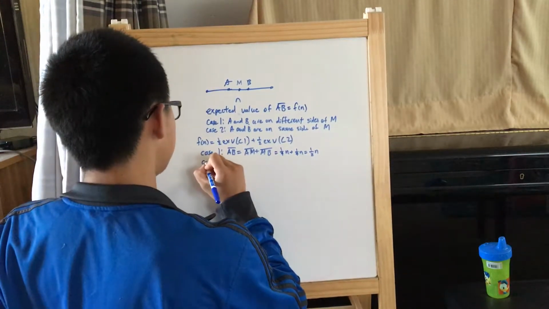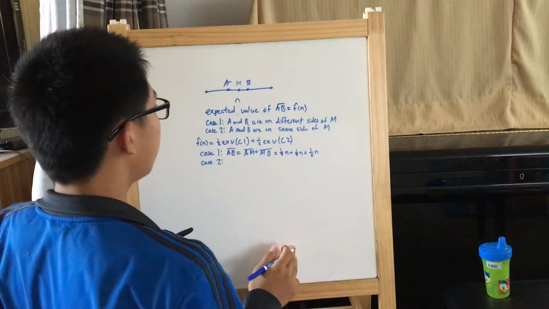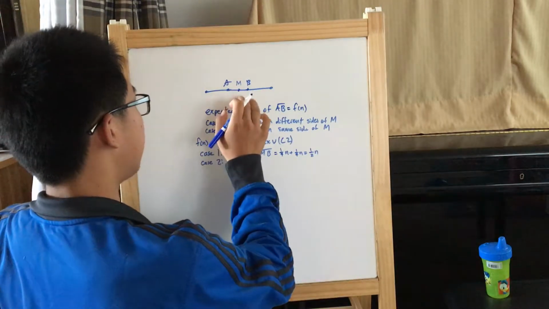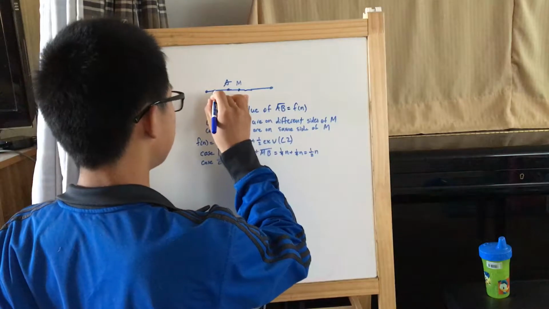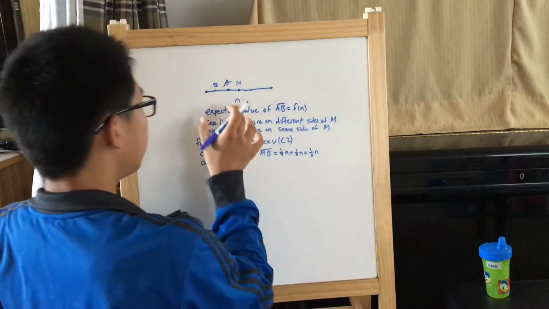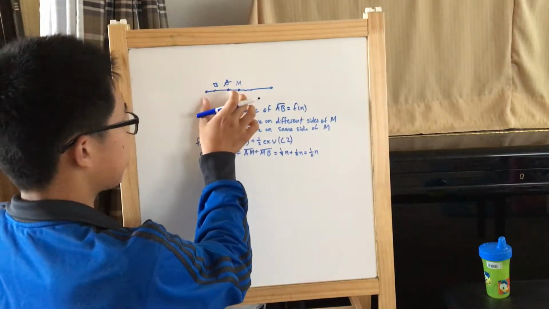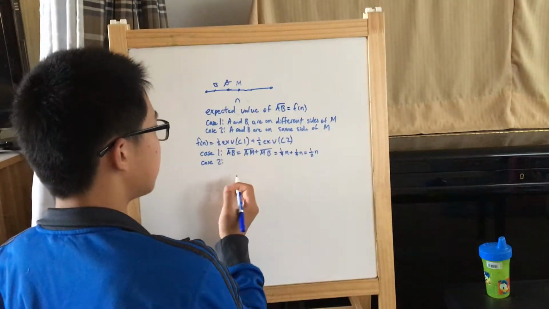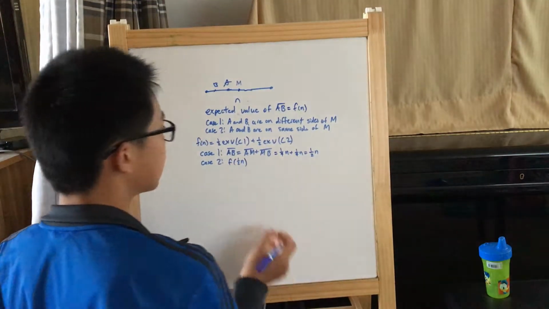For case 2, A and B are being chosen on the same side of M. So let's just say it's being chosen on the left side. Well, A and B are being chosen independently at random on a line segment of length half of n, which means the expected value of AB in this case would just be f of 1/2 n, because that's how we define f of n.